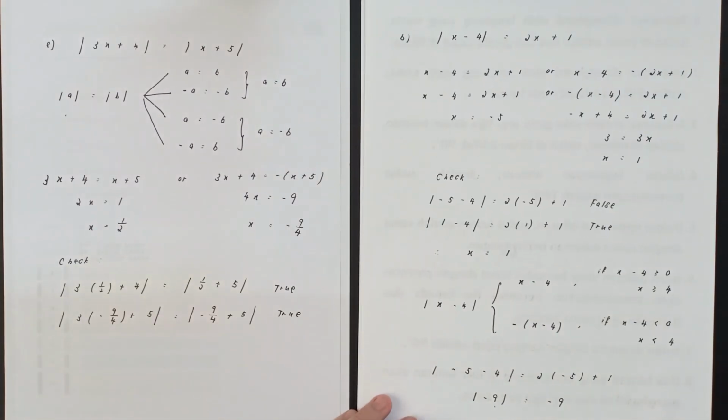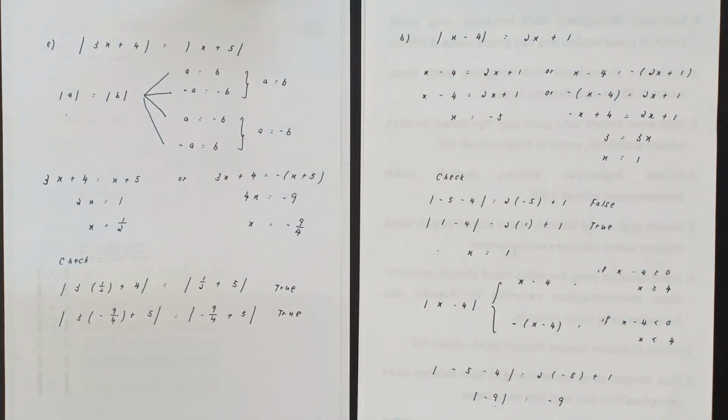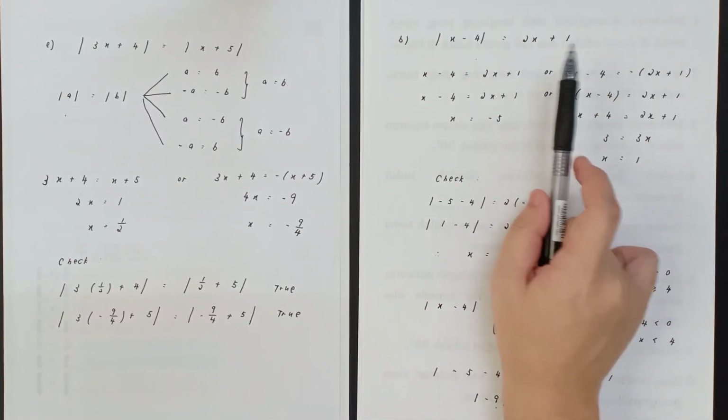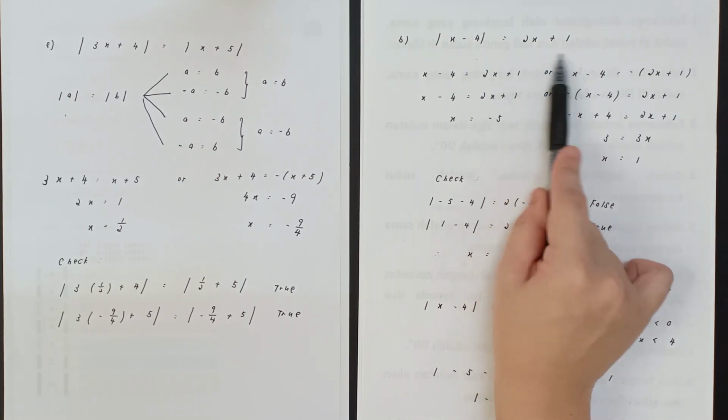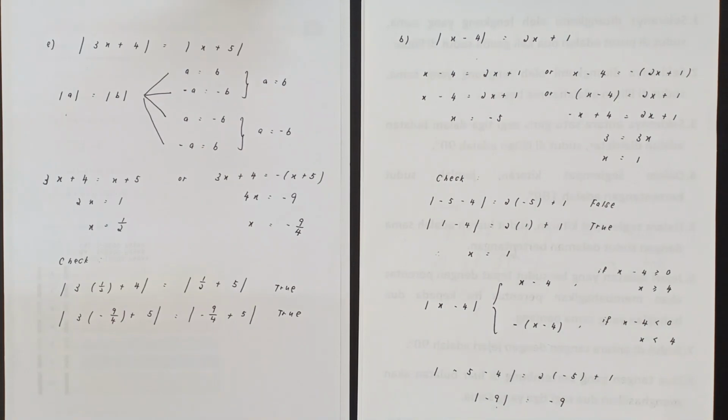For B, for this question, you cannot do that. Why is that so? Because in 2x plus 1, you do not know what your x is, so it can be a negative answer here. When you try to square it, you eliminate the chance of getting a negative number. So that's why you cannot do that.